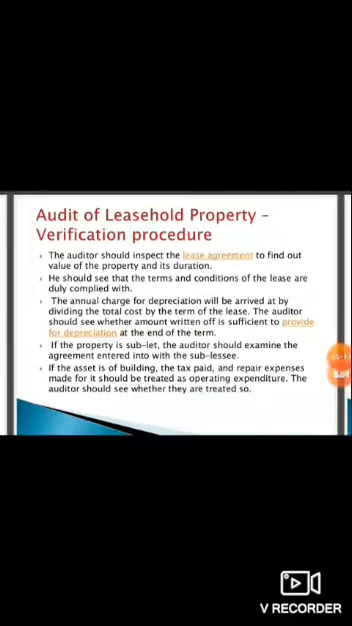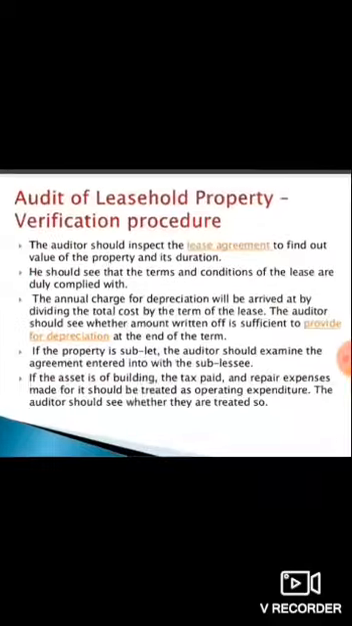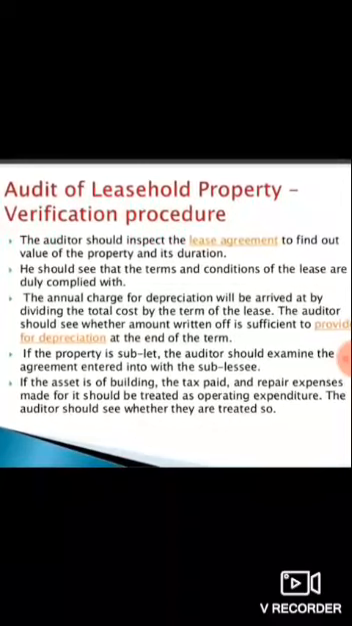So, the leasehold property verification process. First, the auditor should inspect the lease agreement to find out the value of the property and its duration. So first the auditor has to see the lease agreement for how much value they have leased and for how much period of time they have the lease right on the property or land. And next, he should see that the terms and conditions of the lease are duly complied with. So the terms and conditions should be checked for the rights and responsibilities about the leasehold properties.